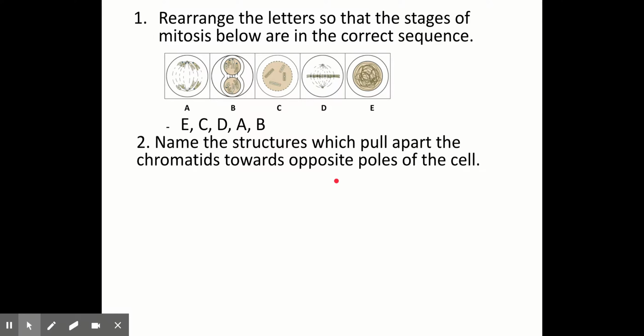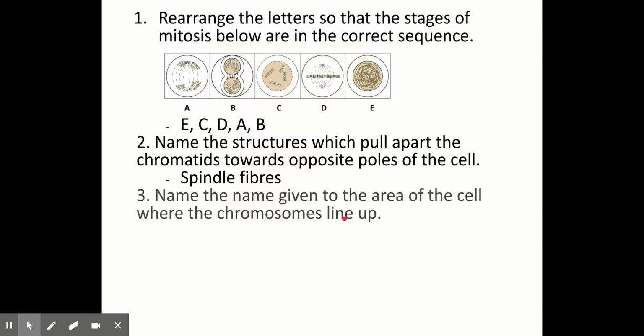Name the structures which pull apart the chromatids towards opposite poles of the cell. That's spindle fibres. Name the area of the cell where the chromosomes line up. That's the equator.